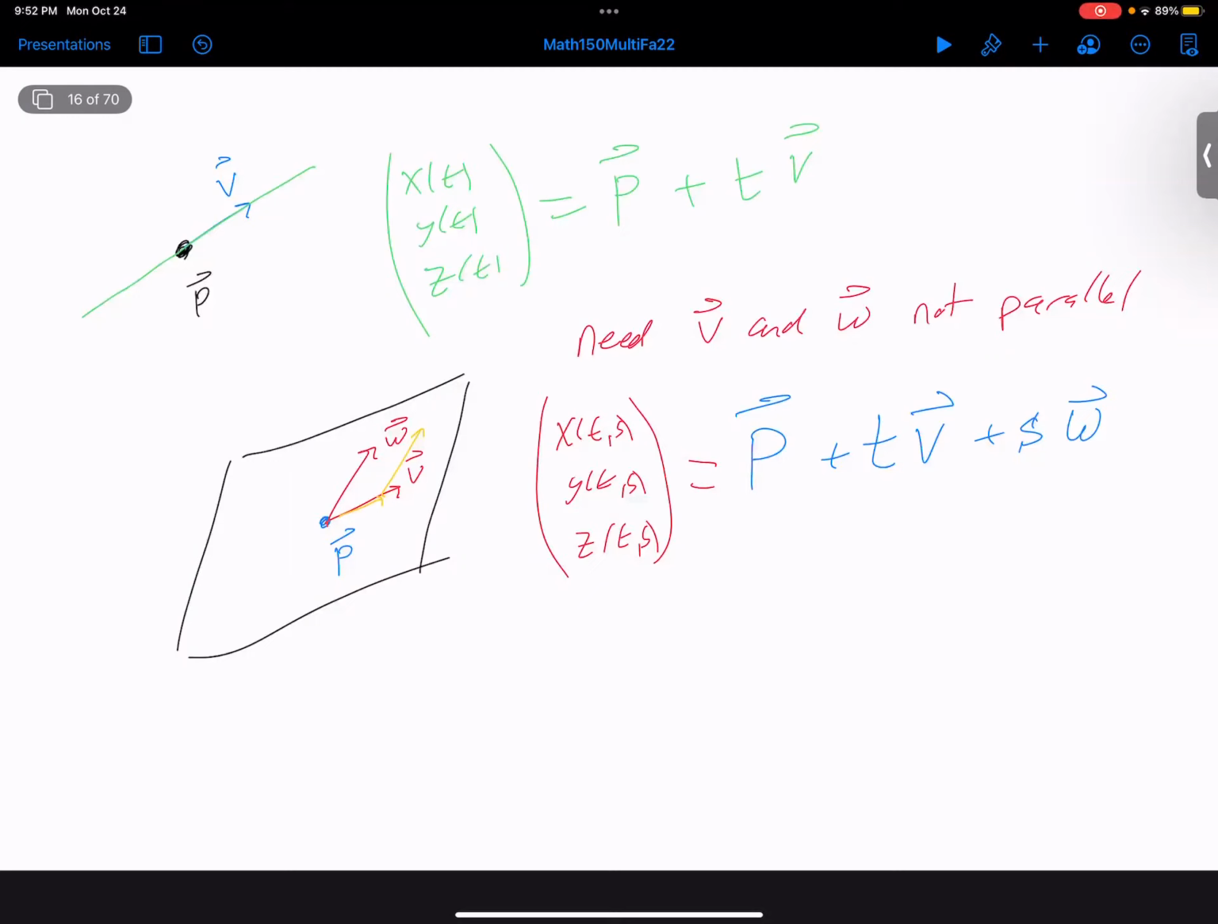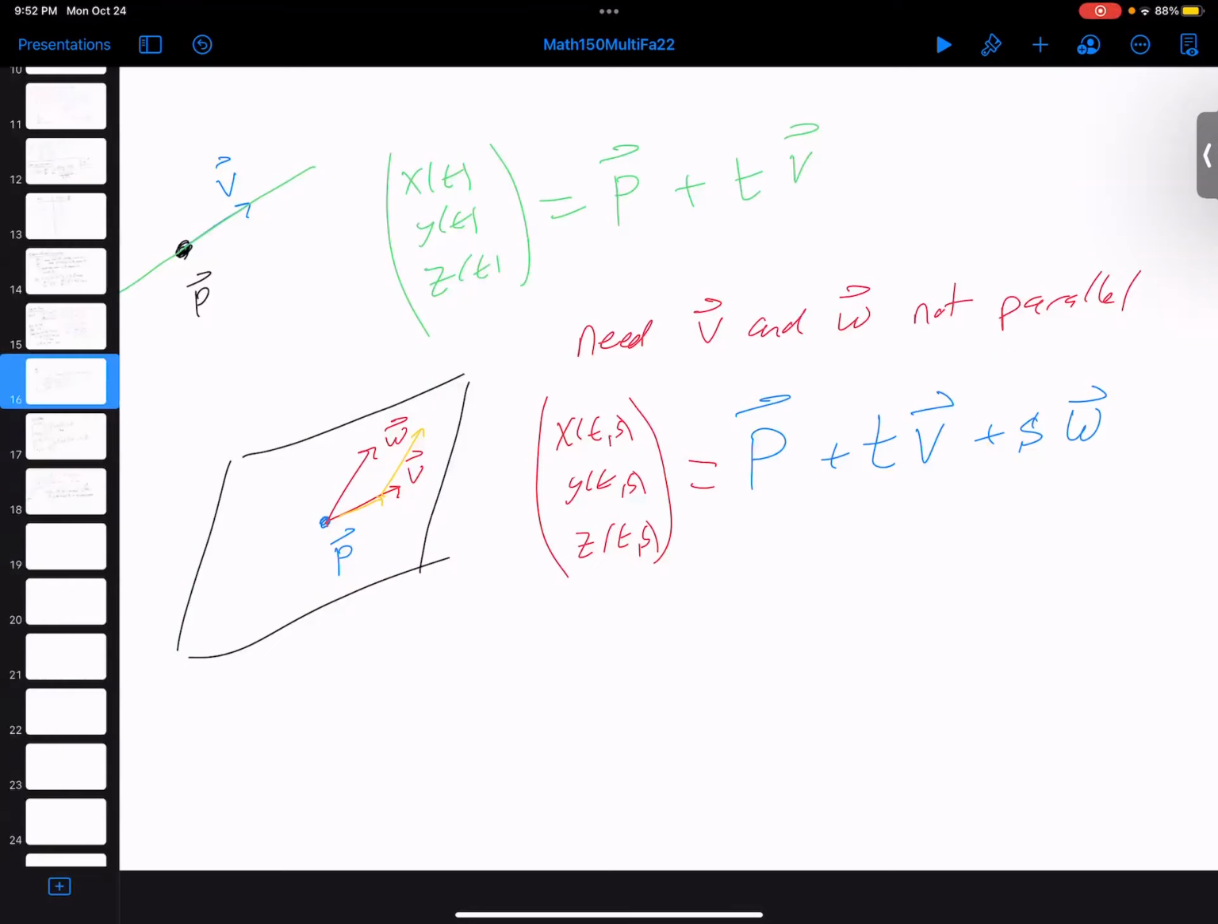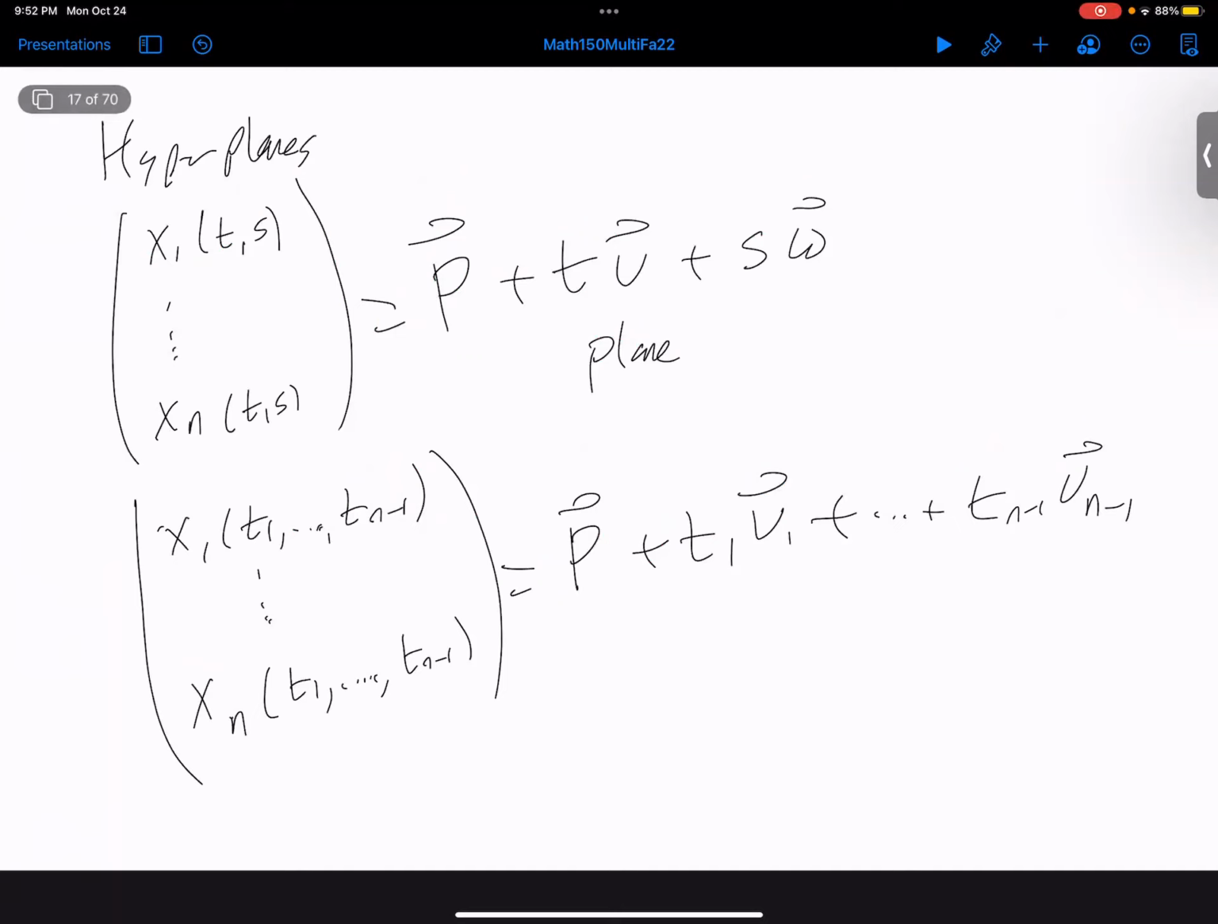So one way to denote a plane is I give you some base point p, and then I have two direction vectors v and w, and they can't be in the same direction, and they can't be in opposite directions. But then if I can go any amount in the direction of v plus any amount in the direction of w, that's going to give us a plane. And so you're writing it really explicitly.